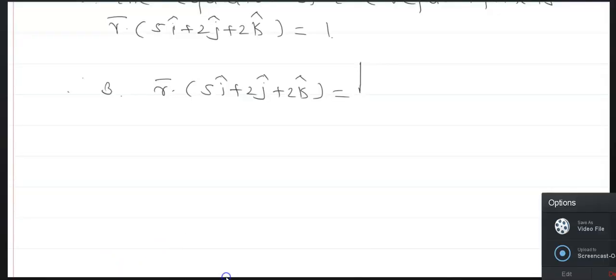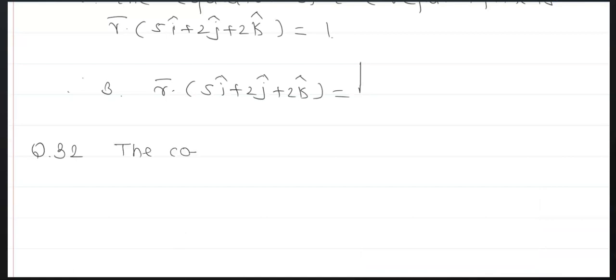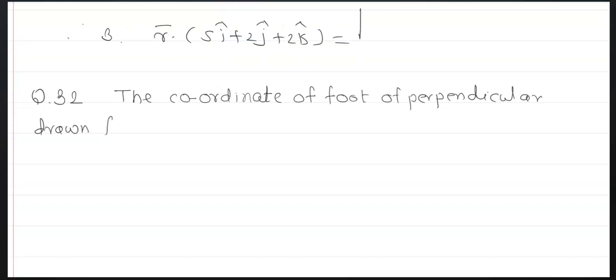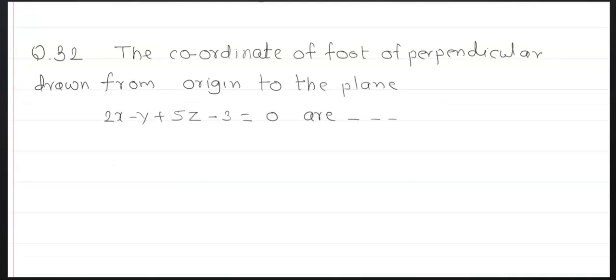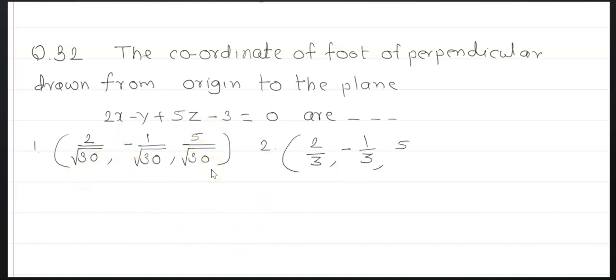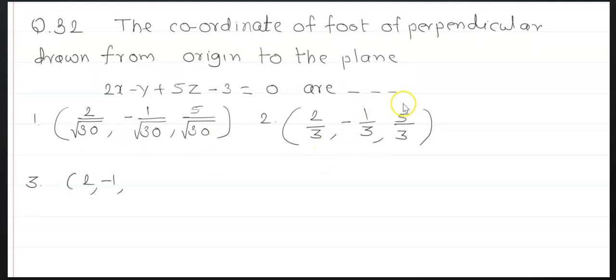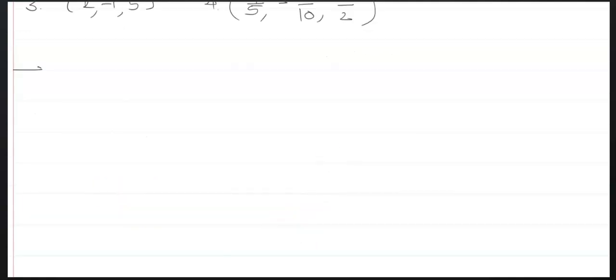Now, next is question number 32. The coordinates of the foot of the perpendicular drawn from the origin to the plane 2x minus y plus 5z minus 3 is equal to 0 are: first, 2 upon root of 30, minus 1 upon root of 30, 5 upon root of 30. Second is 2 by 3, minus 1 by 3, 5 by 3. Third, 2, minus 1, 5, and fourth is 1 by 5, minus 1 upon 10, 1 upon 2.